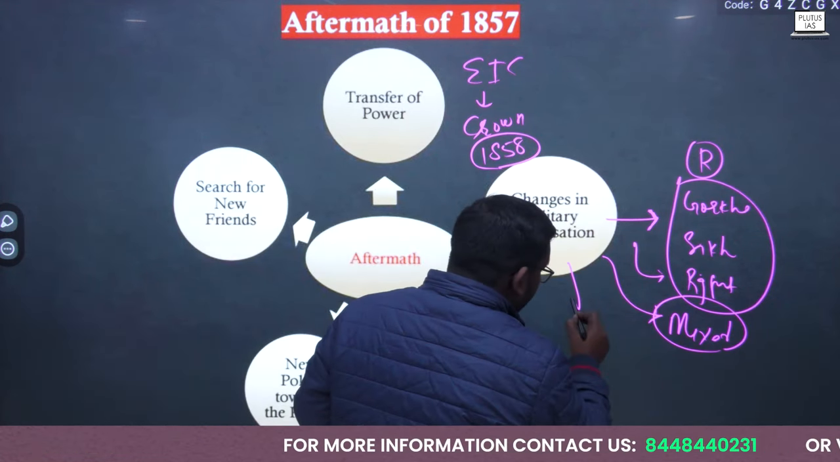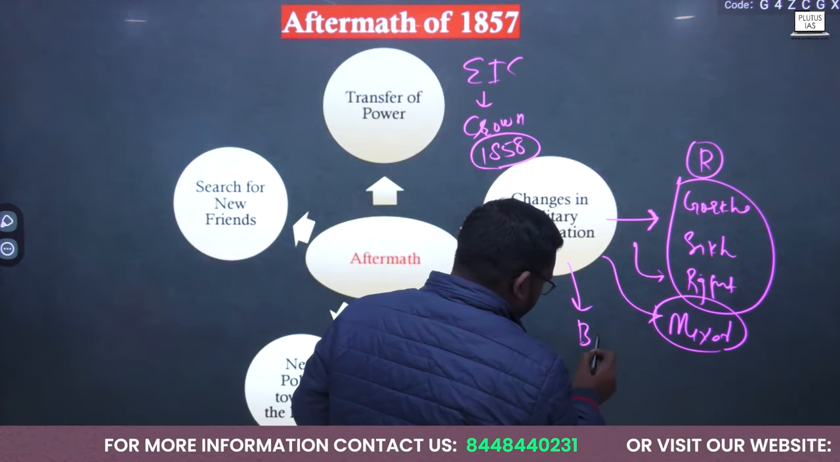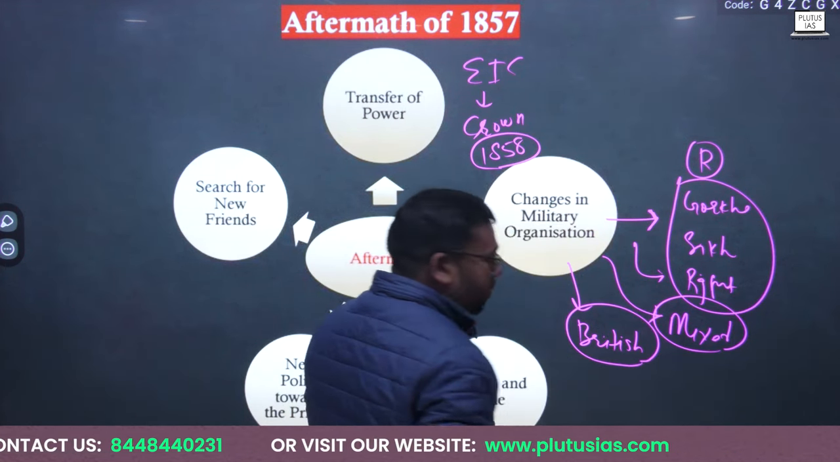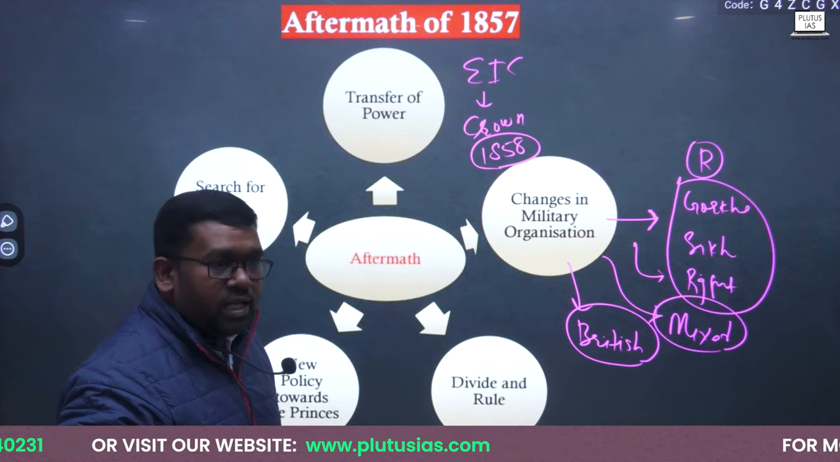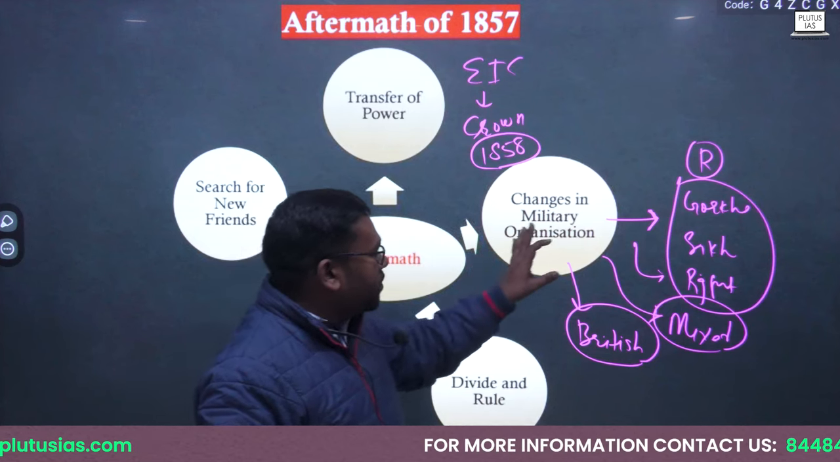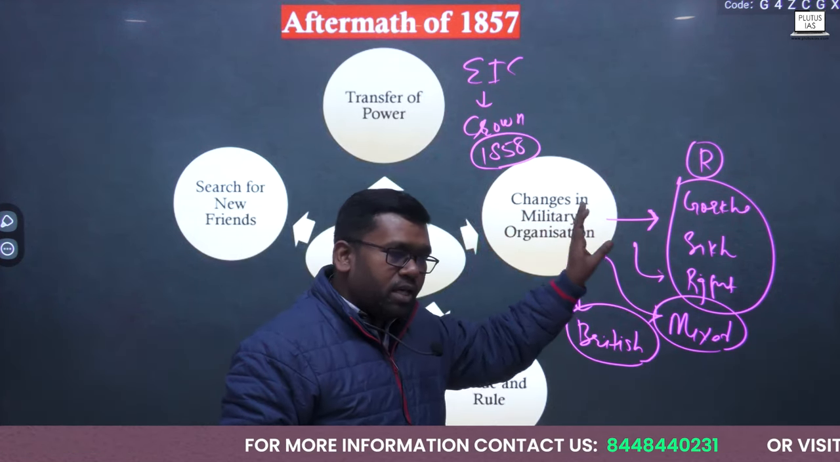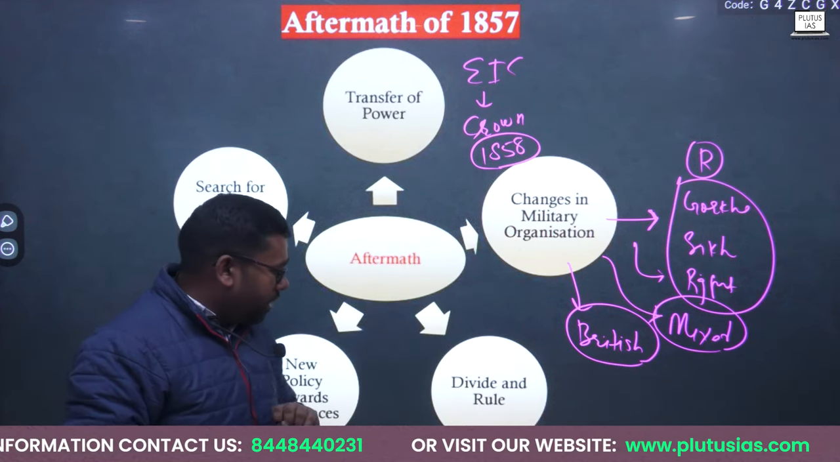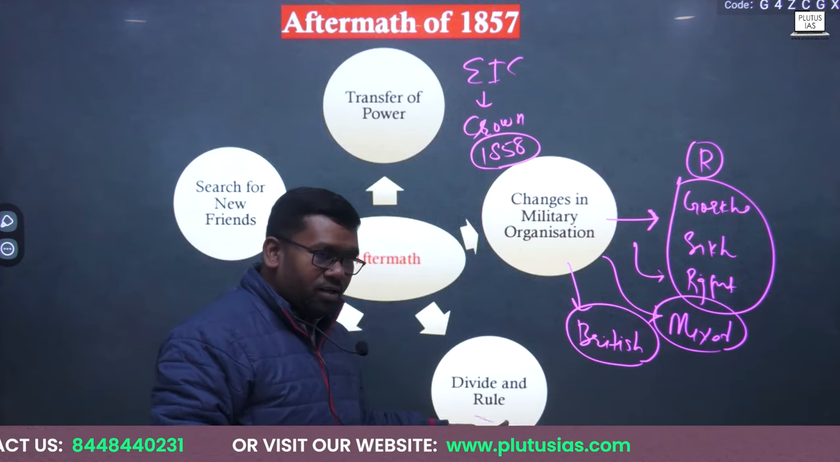They increased the number of British officials. Earlier their officials were a very small percentage. So the strength of British officials was increased, okay? So that a certain person will lead it. A lot of changes were done in the recruitment process, so that these people could not revolt later on. Okay? They followed a divide and rule policy.